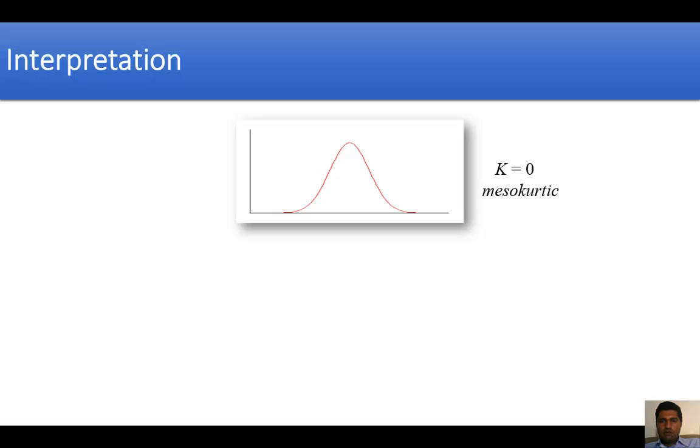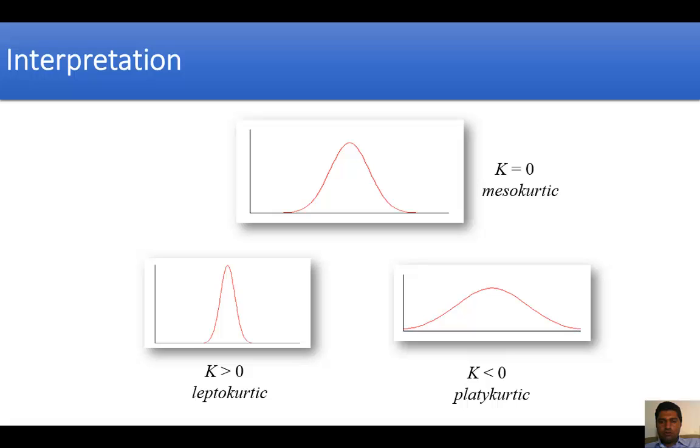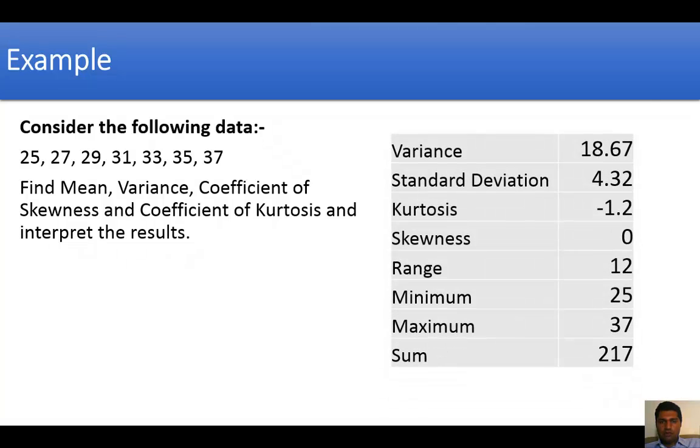And if this coefficient is 0, the distribution is mesokurtic, and if this coefficient is greater than 0, the distribution is leptokurtic, and if this coefficient is less than 0, the distribution is platykurtic. Here is a short example through which you can calculate the coefficient of skewness and coefficient of kurtosis for your practice. These are the answers for you. Just try it out, find the measure of skewness and measure of kurtosis, and interpret your result.